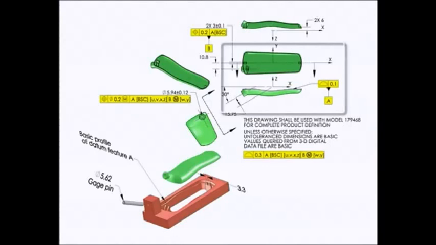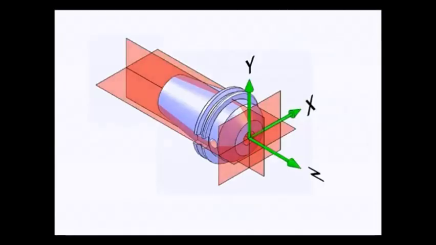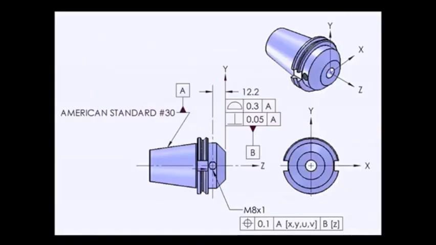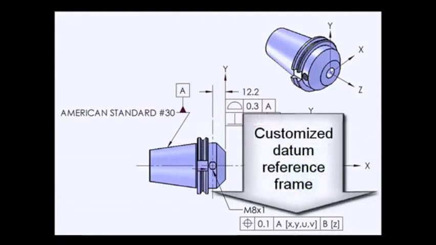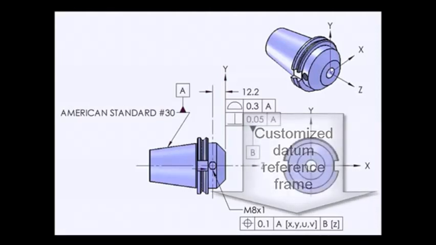Wasn't available before. The one problem I always had was most of the default rules can be overridden in one way or another, but we never could override datum precedents. And now with this customized datum reference framework, we can override datum precedents to better reflect how parts really work. The other thing that we've done is we've added new symbols.